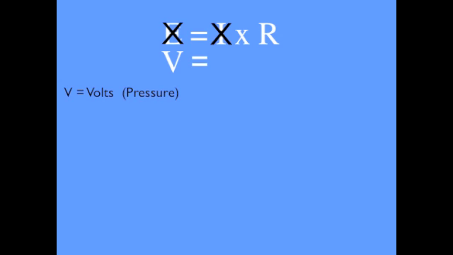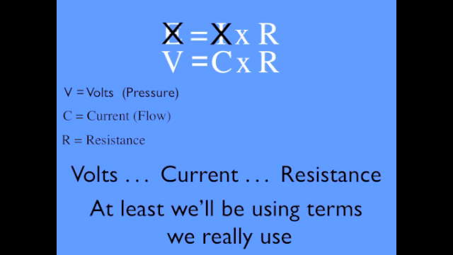We take the I, we get rid of that, and we change it to a C, or current. Remember, the I was intensity, or the C is current, or the flow. R is resistance, that's still pertinent, still relevant, so we leave it at resistance. Volts, current, and resistance. At least now we're using terms that we really use.